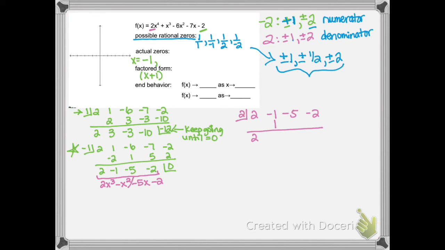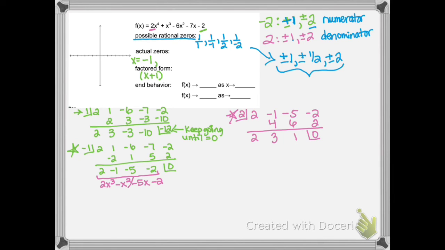Sorry, my pen is having issues. -1 plus 4 is 3. 2 times 3 is 6. -5 plus 6 is 1. 2 times 1 is 2. -2 plus 2. Looks like we got another winner.